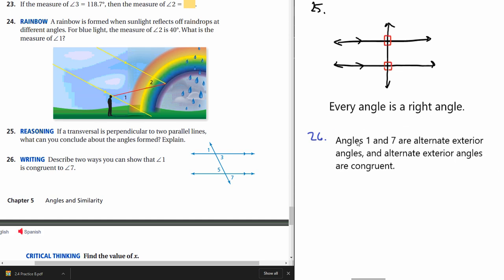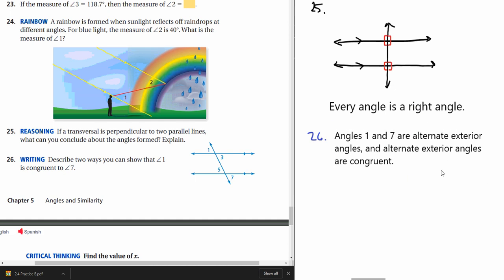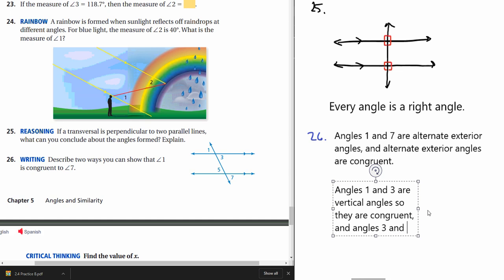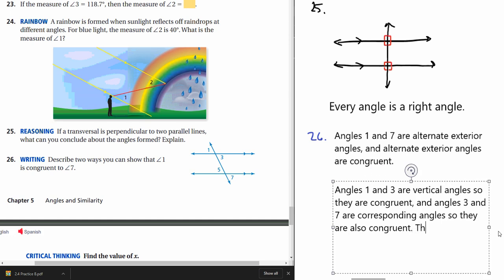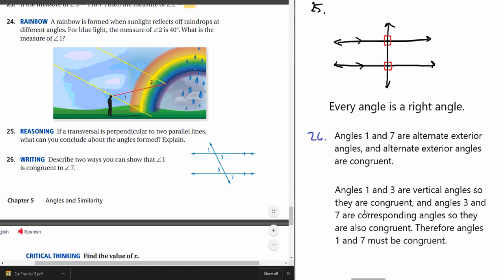So that's one way. Another way that you could show that they are congruent, you could say that angles 1 and 3 are vertical angles, so they are congruent. And angles 3 and 7 are corresponding angles, so they are also congruent. Therefore, angles 1 and 7 must be congruent. So in this explanation, I'm saying these are congruent because they're vertical, 3 and 7 are congruent because they are corresponding, so 1 has to be also congruent to angle 7.